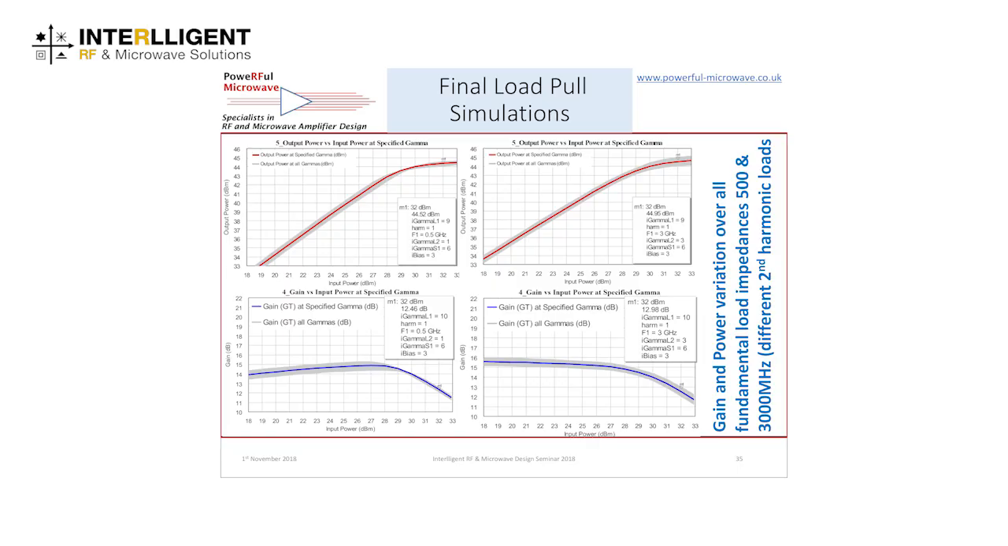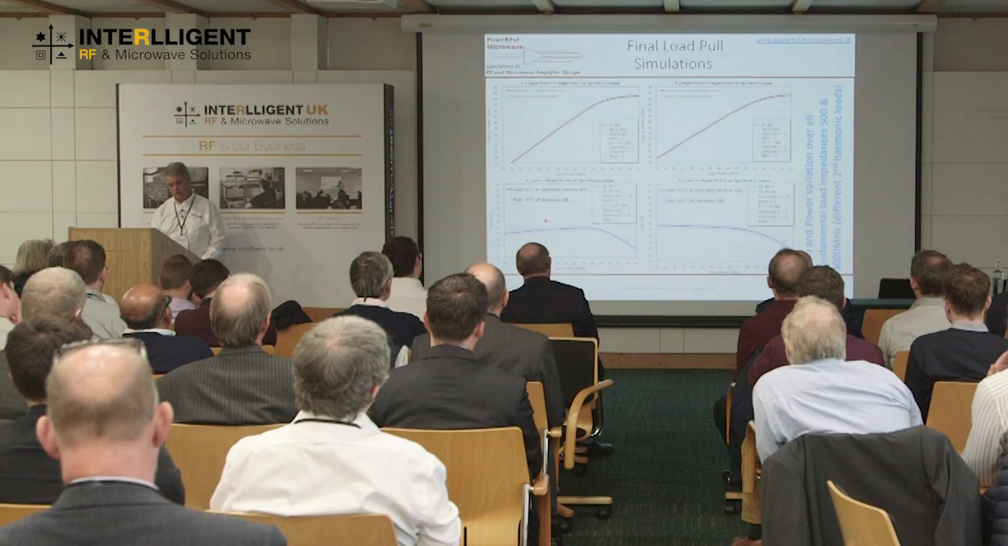So this is looking at the effects of the various load impedances at 500 megahertz. So these are all the fundamental load variations, and this is at 500 megahertz and 3 gigahertz, but with the harmonic impedance, this gamma L2, stepped to where it's optimum. So we're peaking up the performance a little bit at 3 gigahertz, but we're not doing anything at 500 megahertz.